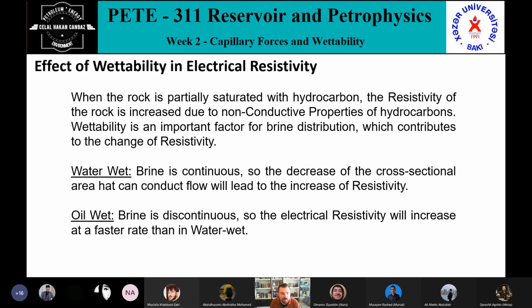Wettability is an important factor for brine distribution, which contributes to the change of resistivity in this case. For water wet, brine is continuous, so the decrease of the cross-sectional area that can conduct flow will lead to the increase of resistivity. Oil wet, brine is discontinuous, so the electrical resistivity will increase at a faster rate than in water wet.